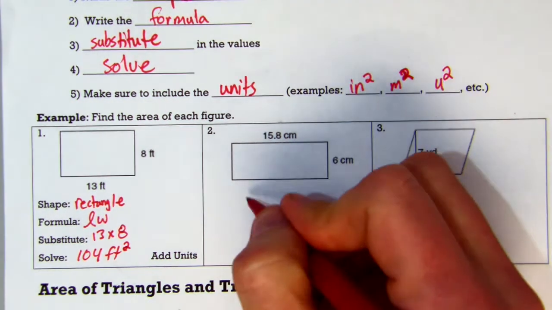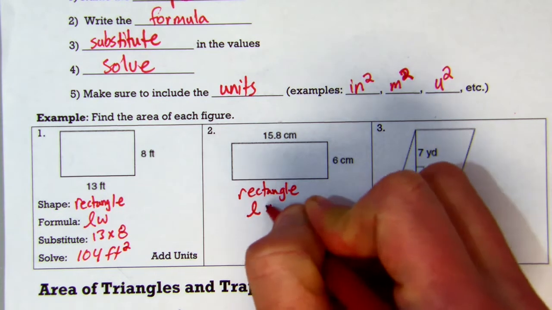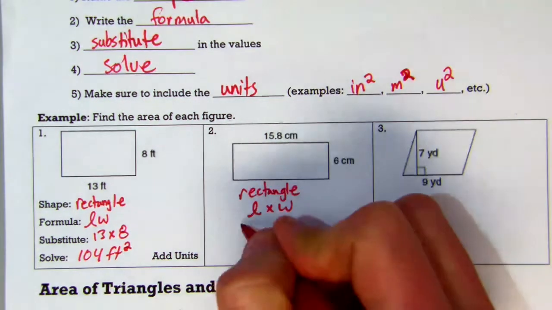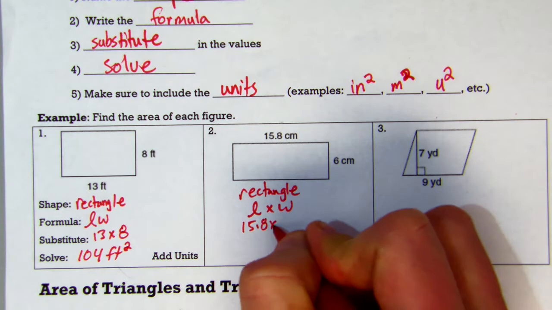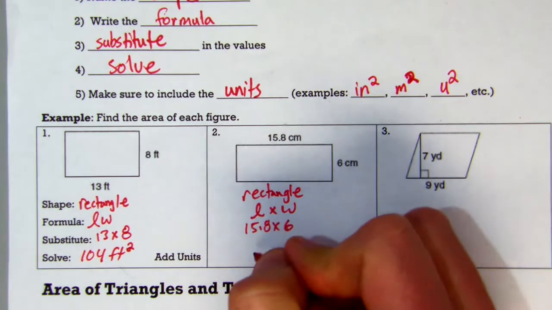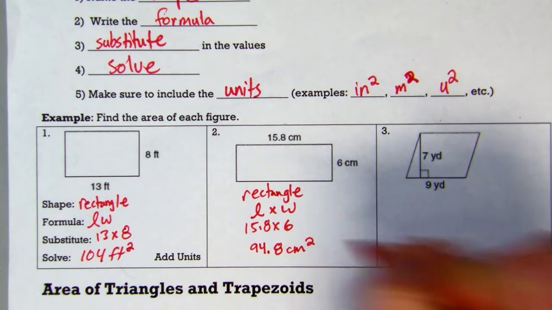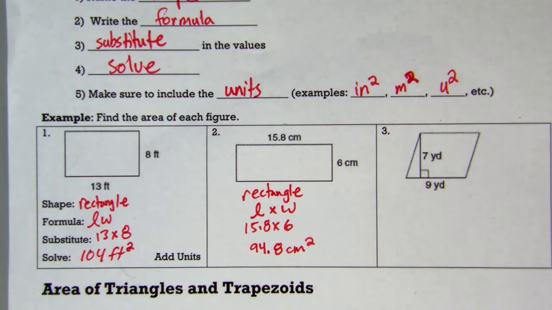Alright, number 2, it's a rectangle as well. I'm going to do length times width, which means it's 15.8 times 6. And then when I go ahead and multiply those together, I get 94.8 centimeters squared. And those are my units.